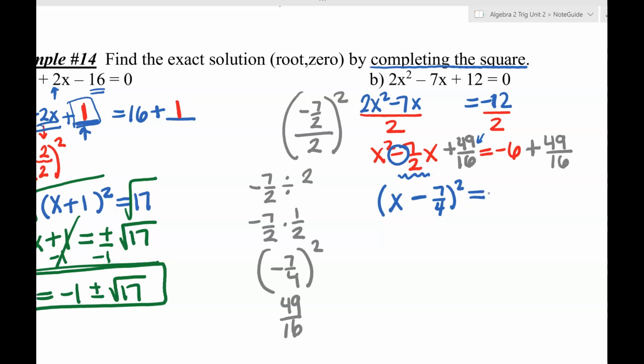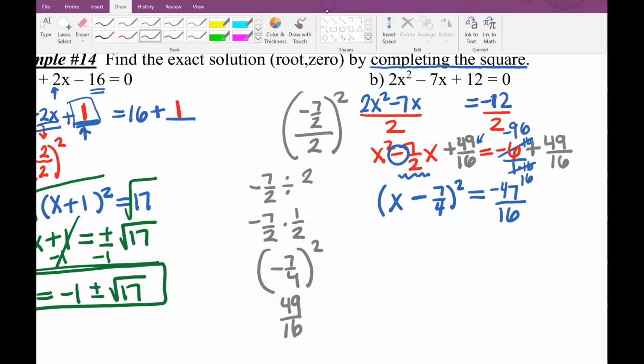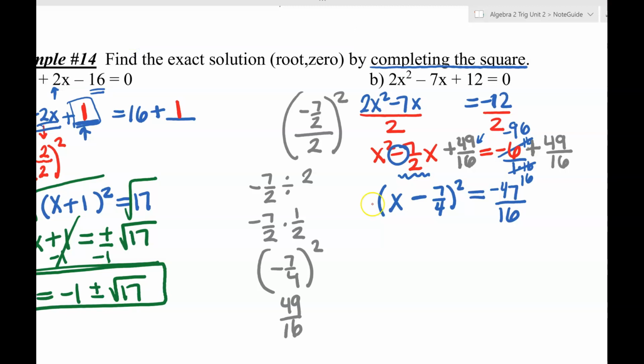On the right side, I want to add these two things together, but I need a common denominator. So I'm going to make a common denominator of 16 by multiplying top and bottom of this first value by 16. And so I get a 16 as a denominator, and in my numerator, I have negative 96 plus 49, which is negative 47. And now I would want to square root both sides to get rid of the radical.